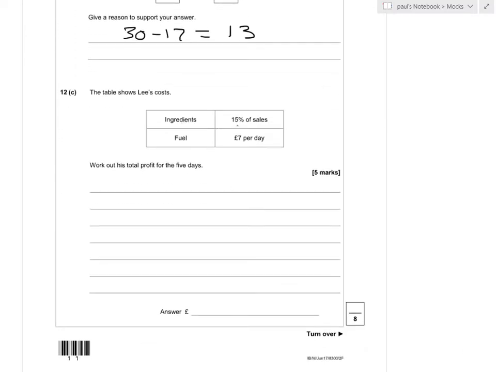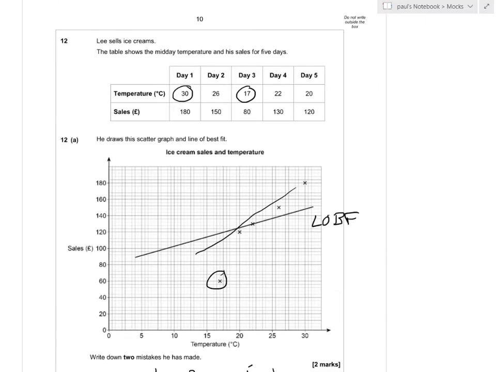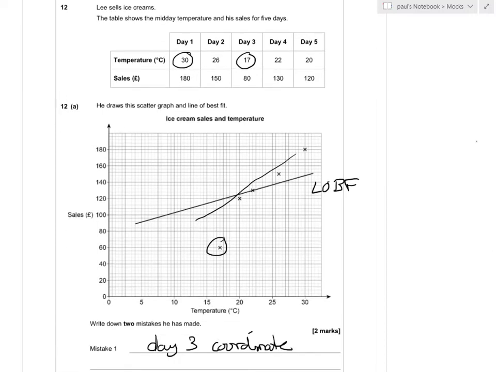Here's the costs. Ingredients are 15% of the sales, and fuel is £7 a day. Work out his profit. Ingredients of 15. So we've got to work out what the sales are. Does it say what the sales are? Oh, so we've got to add up all these. So let's add them up here. 180 plus 150 plus 80 plus 130 plus 120 equals 660.